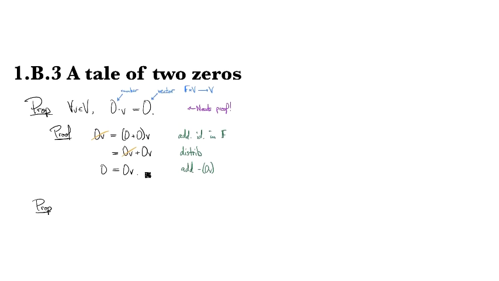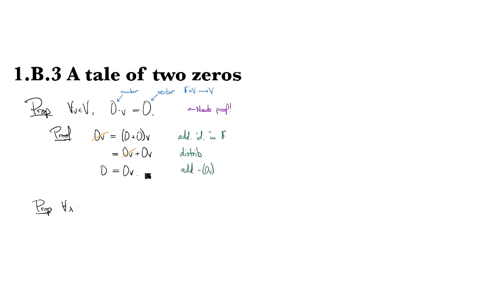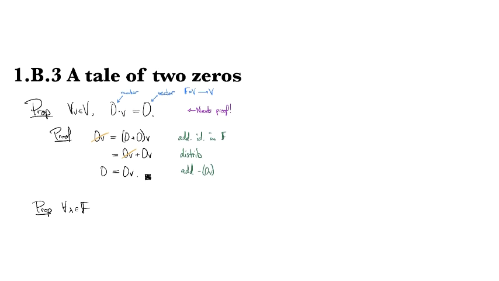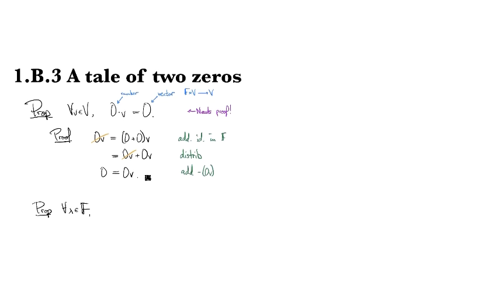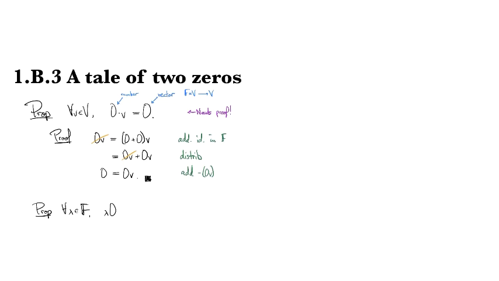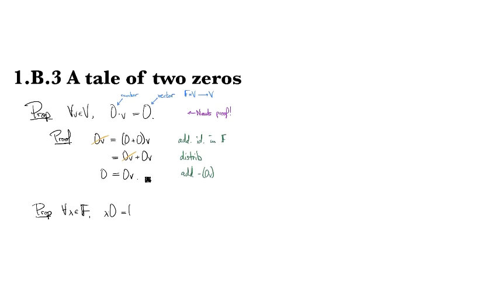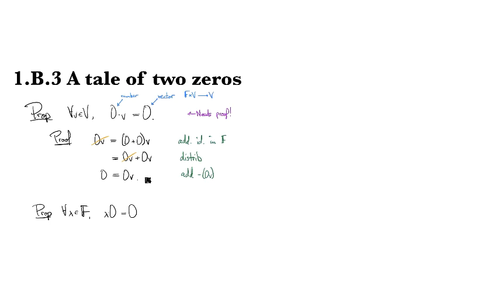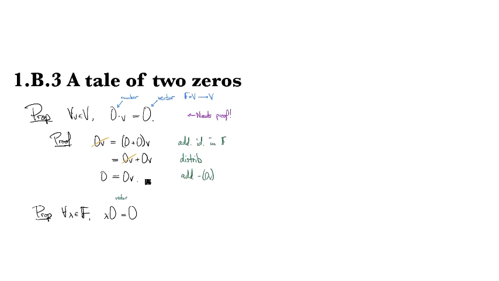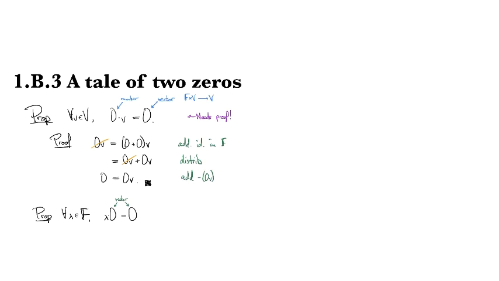Now we'll look at the other one: for any field element lambda, if I scalar multiply the 0 of the vector space, then I get the 0 of the vector space. So in this case, the 0 refers to a vector on both sides of the equation.